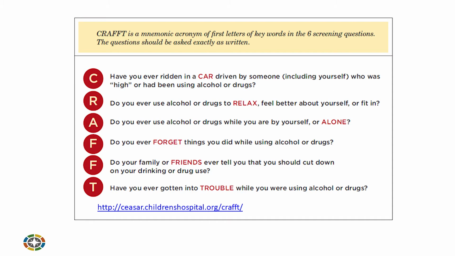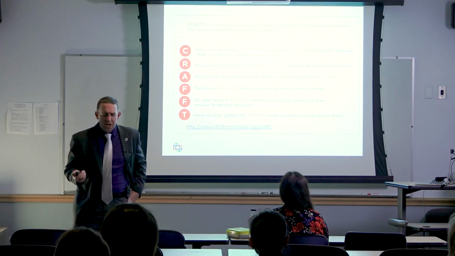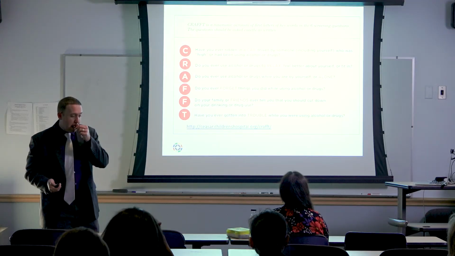Okay. This is the CRAFFT. This is the classic alcohol and drug screening tool for adolescents. Have you ever ridden in a car with somebody who was high or had been using alcohol or drugs? Have you used alcohol or drugs to relax? Do you use alcohol or drugs by yourself or while you're alone? Have you ever forgotten things while you were using alcohol or drugs? Do your family or friends ever tell you that you should cut down on your drinking or drug use? Have you ever gotten into trouble while you were using alcohol or drugs? So that's the CRAFFT. So those are three screening tools.